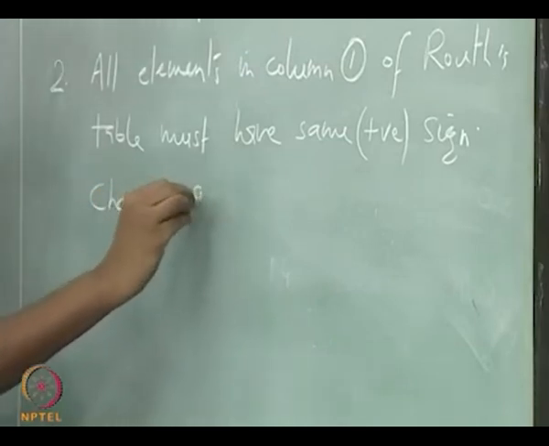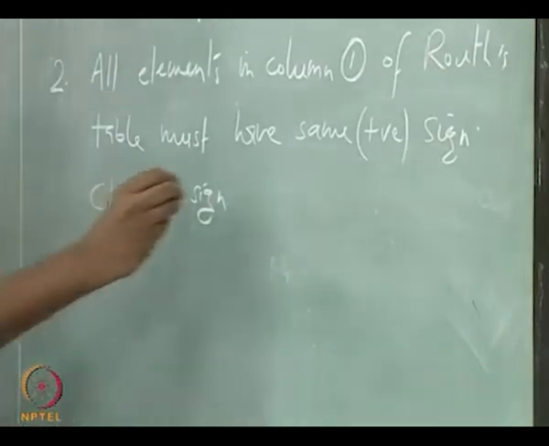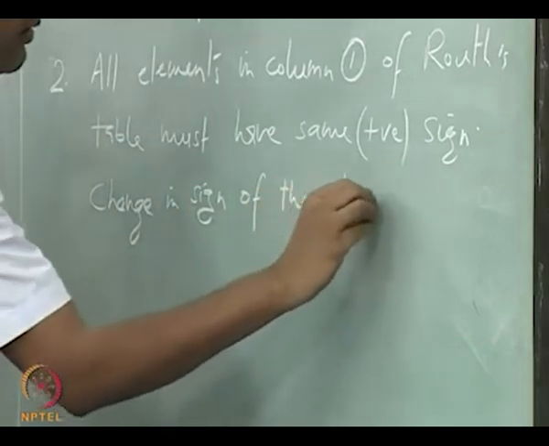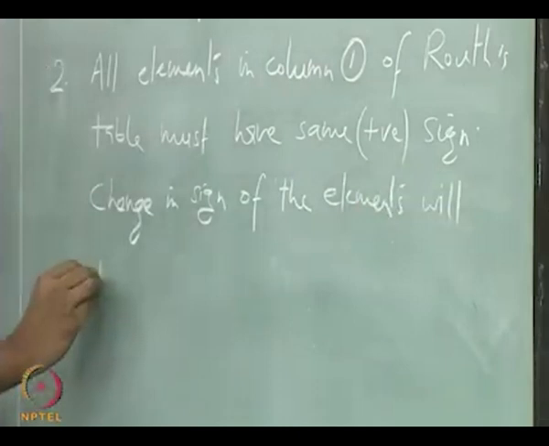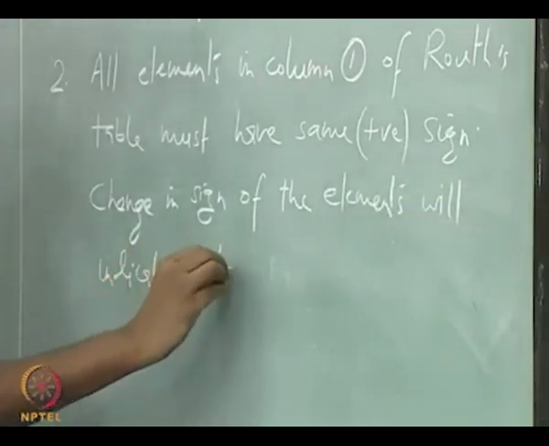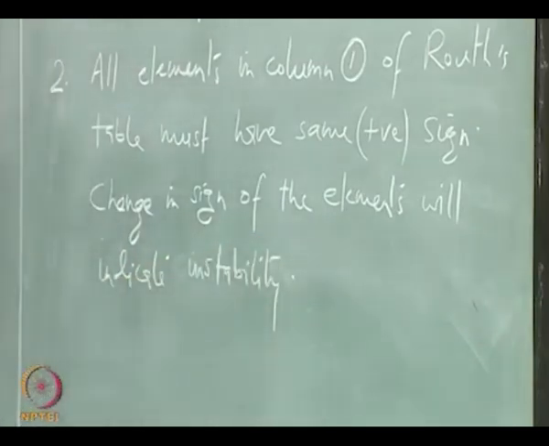Change in sign of the elements indicates instability. So, you will have as many roots with positive real part as the number of sign changes.